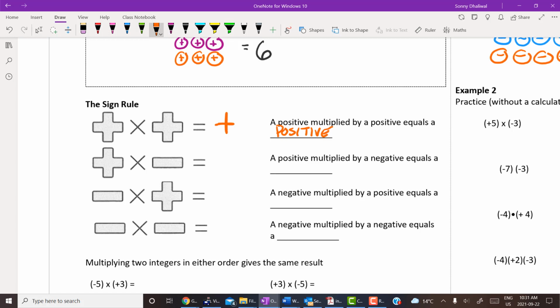If you have a positive and a negative multiplying each other, is the final answer positive or negative? Negative, right? Good. Negative. Okay. How about if you had a negative and a positive? Is the answer positive or negative? Adam? Negative. Negative. Thank you.